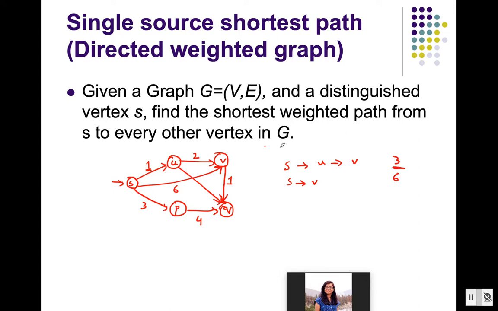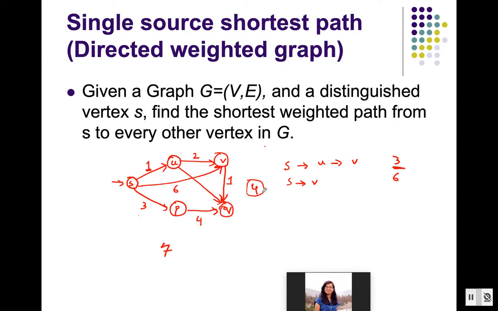So we want to calculate the shortest weighted path. Based on the weight of each edge, we want to find the shortest weighted path from S to every other vertex. From S to Q, we have a path from S to P to Q, and in that case the cost would be 7. There is another path, S to U to V to Q, and in that case the cost would be 1 plus 2 is 3, plus 1 is 4. So we are going to take the path from S to U to V to Q.